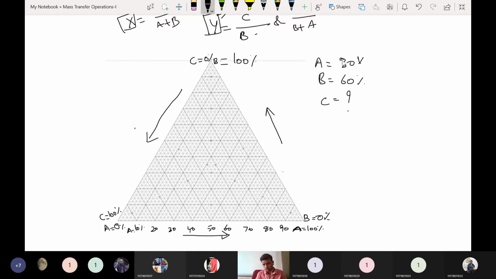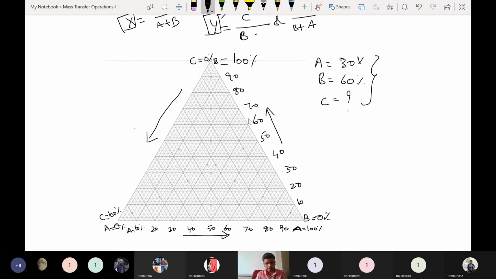So in order to accurately locate these points, first we have to practice how to operate on this graph. So A is equal to 30% means this point. Then B is equal to 60%. So this is B is equal to 10, 20, 30, 40, 50, 60, 70, 80, 90, then 100. So B is equal to 60 is this point.